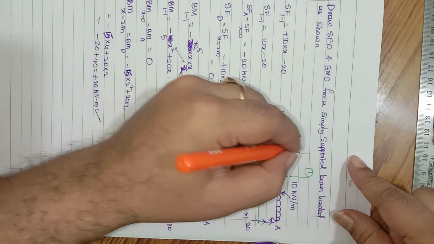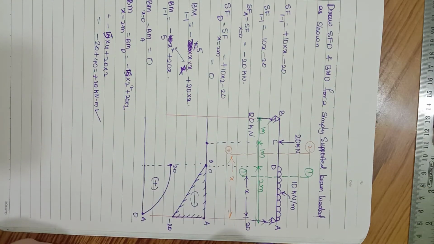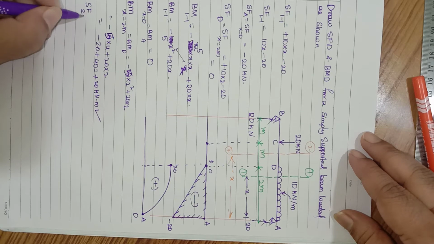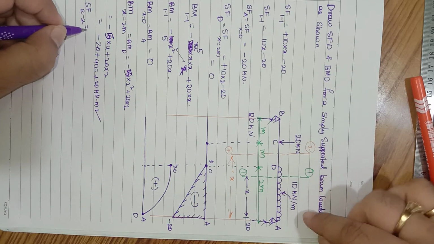I'm just calling this one section 2-2. It is located exactly at a distance of x. Now the shear force for section 2-2 will be equal to the algebraic sum of all the forces acting towards the right side of the section.